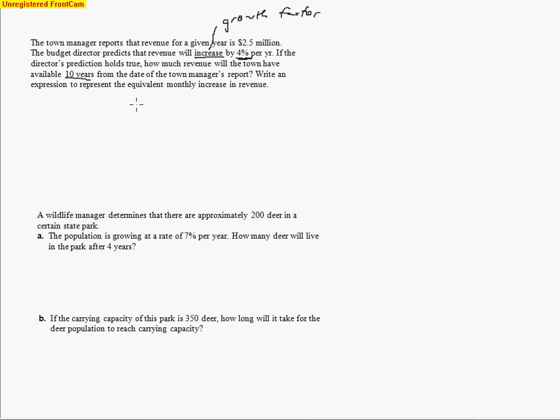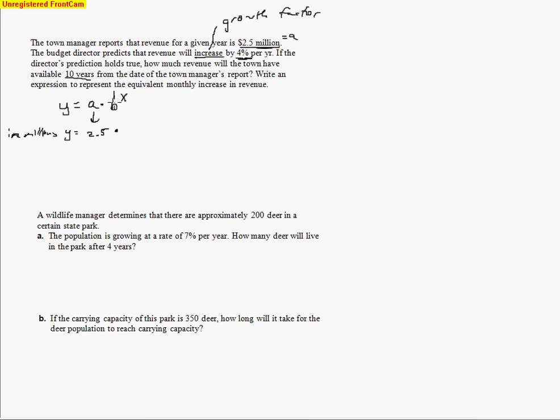Let's start with our equation. Our growth equation looks like this: a times b to the x power, where a is the initial amount. Right here, this is the initial amount, 2.5 million. This is your a value. I know it's in millions, so I'm just going to write down 2.5, and I'll note that this is in millions. So I've got y equals 2.5, that was the initial amount.